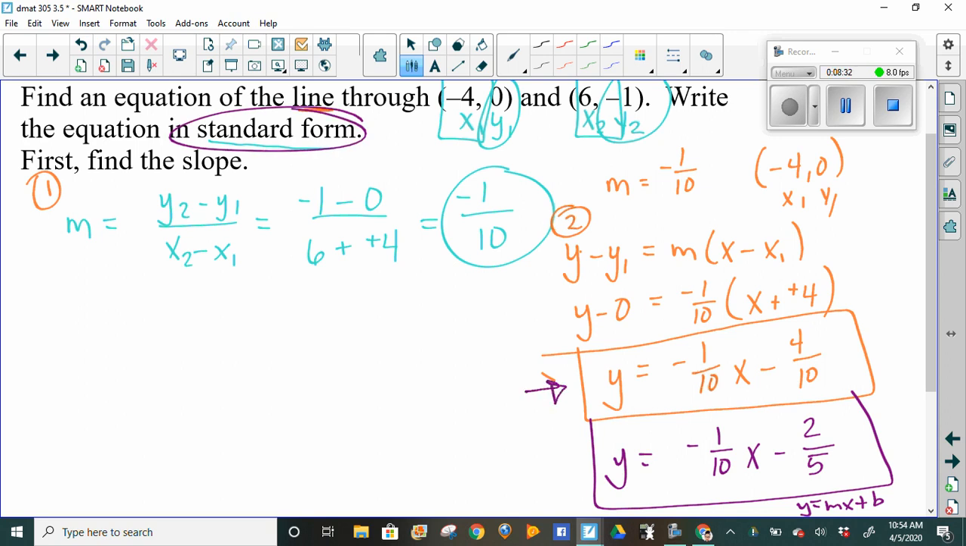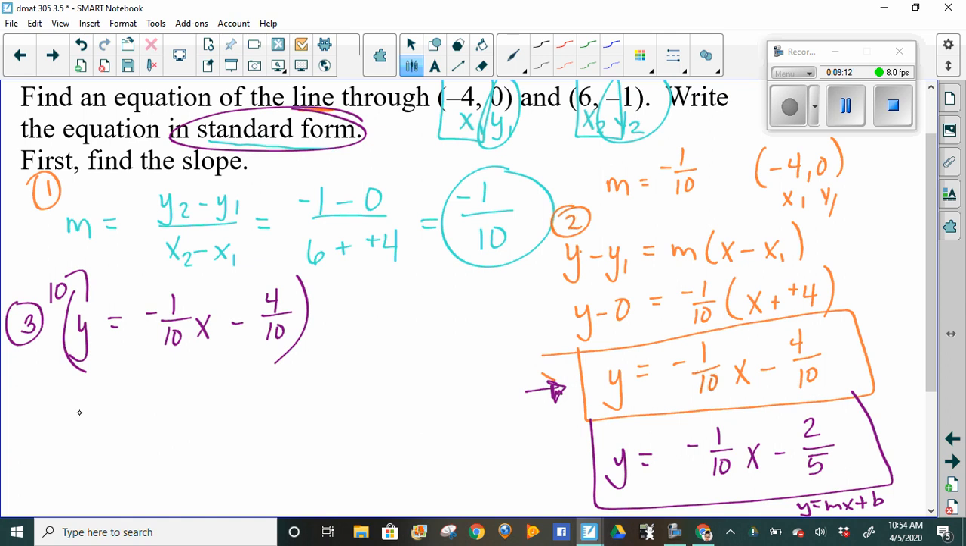So I'm going to work with this because it has the same denominator. First off, I'm going to rewrite. So here's step 3 to turn it into standard form. We've got y equals negative 1 over 10x minus 4 over 10. This has to be in the form ax plus by equals c. You don't want to leave it as fractions. It has to be whole numbers. So the first thing I'm going to do is multiply the entire equation by 10 because that way the denominator will go away.